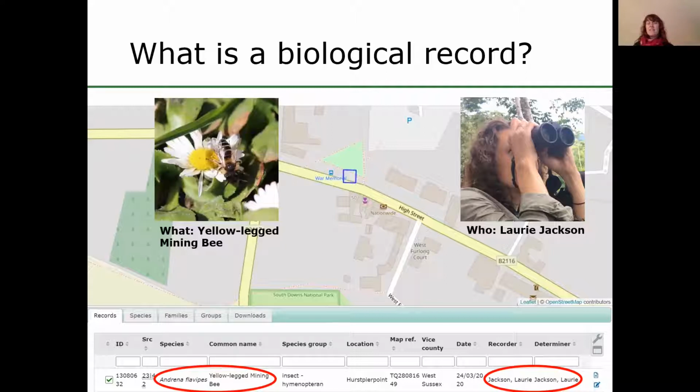The next thing that you record is what you actually see. So this is a yellow-legged mining bee, and Andrena flavipes is its scientific name. So every species will have a scientific name. Some of them will have a common name, some of them won't. The more specific you can get in terms of what you've seen, the better. So if you can isolate it to a species, that's fantastic.